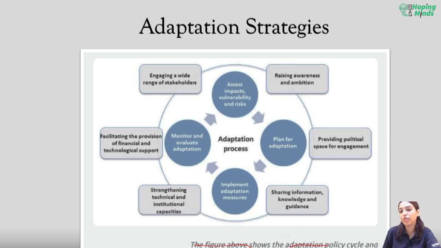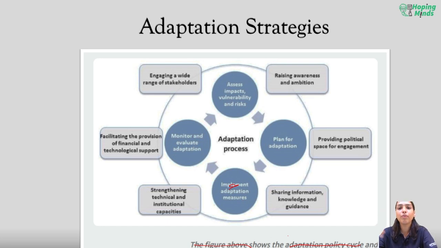These adaptation strategies, as shown by the UN climate change regime, the UN has a forum where it has adopted certain adaptation policy cycles. So it says you need to assess the impacts, vulnerability, and the risks that are there. And when you have assessed something, you need to plan for adapting to it. And when you have a plan, you need to implement that plan. And once you implement it, you need to have feedback, you need to monitor and evaluate if it's the right process. And again, you have to do an impact assessment and do the same process again.